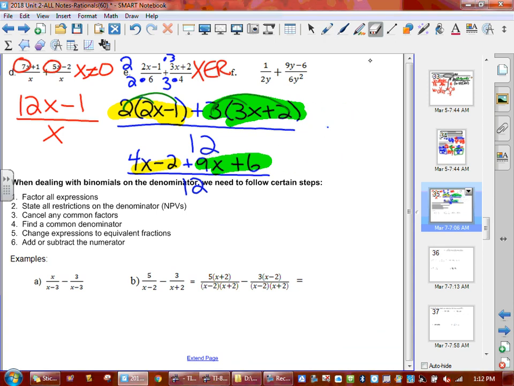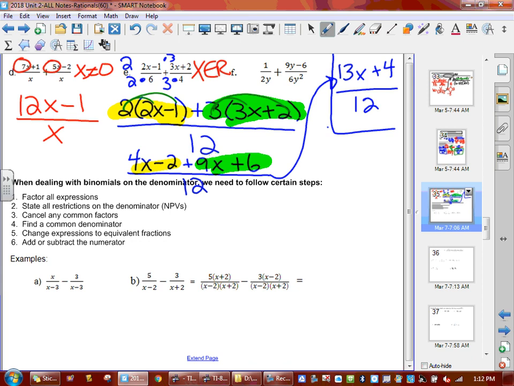Alright, so from this point, we're now going to add like terms on top. So add our x's, 9 and 4, give us 13x. Add the digits, negative 2 plus 6 gives us positive 4. All on top of 12. That's as low as we go. We can't go any further. If that 13 was an even number, we'd reduce all 3 digits, but it's not. So that's as far as we go for letter E. Okay, so that would be our answer for letter E.